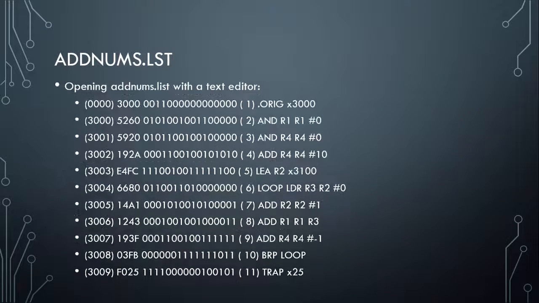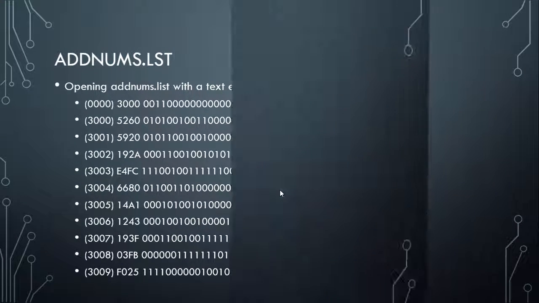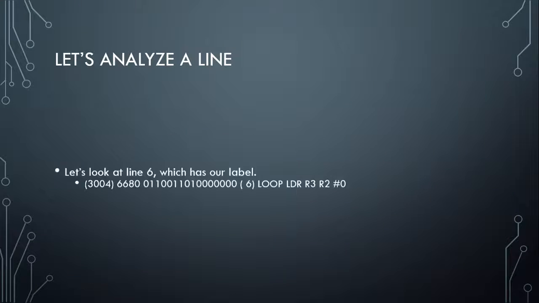So remember, labels are things like loops, one of the best examples of a label. Now, they also look at addnums.lst. We opened the text editor and we saw all these different lines of code in here. Rather than going through each and every one of these lines of code, I'm going to examine line 6 here, because that's the one that has our loop label in it.